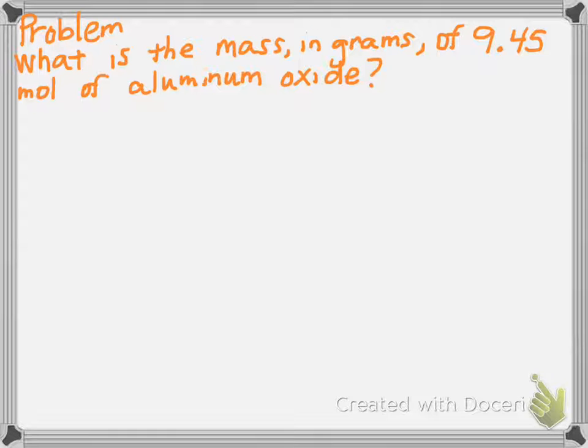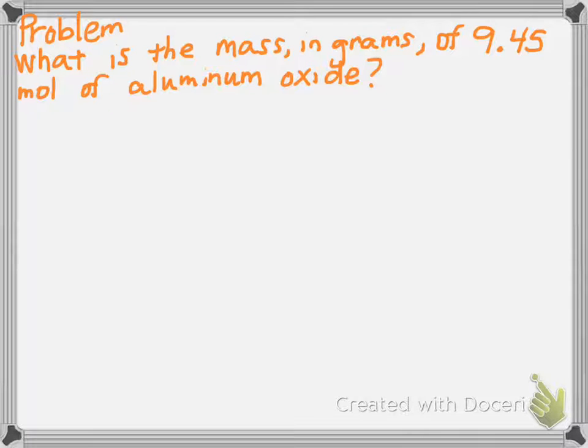So that brings us to a problem. We're actually going to do 2 problems. Our first problem is, what is the mass in grams of 9.45 moles of aluminum oxide? One of the first things we need is to be able to write the formula for aluminum oxide. Aluminum oxide is a metal and a nonmetal, so that's an ionic compound.